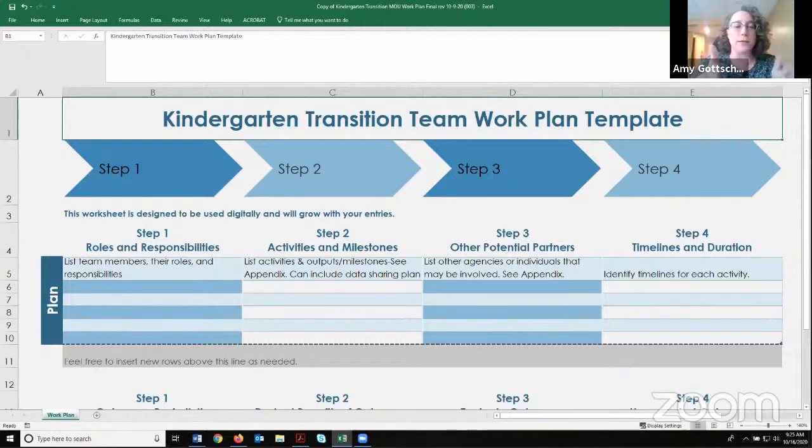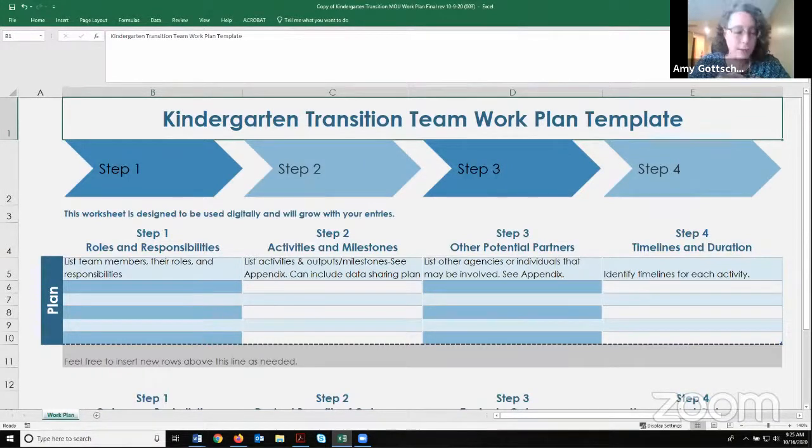So this would be your place to list individual ideas for activities that your group would like to work in. The next step would be looking at what other potential partners we want to bring into this. So if we're thinking of doing a health fair, maybe we want to talk to our health department. Maybe we want to talk to some health providers and bring them in on that particular activity to help support what our MOU team, our transition team, is doing.